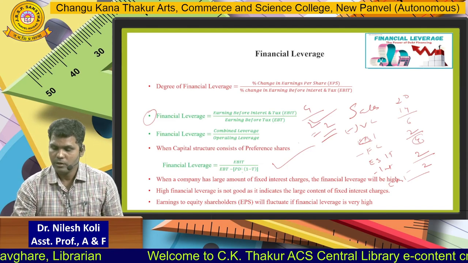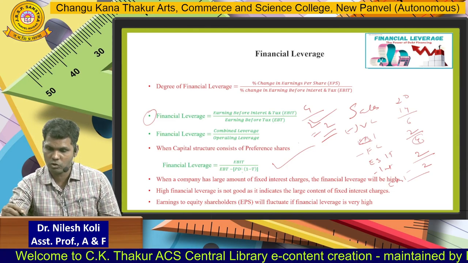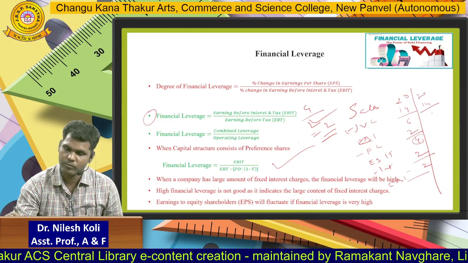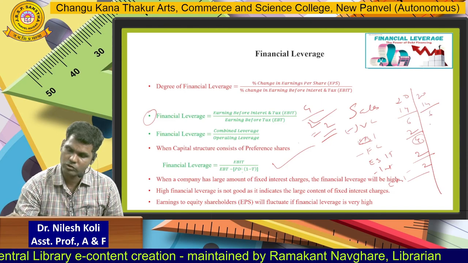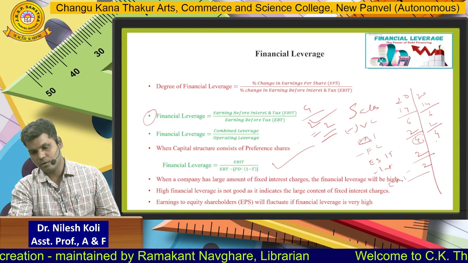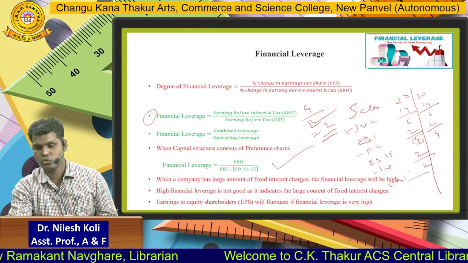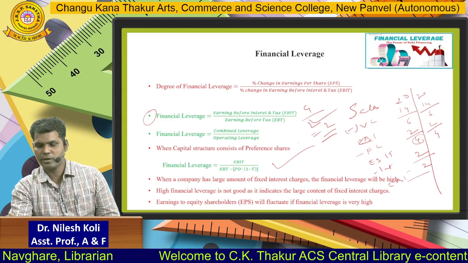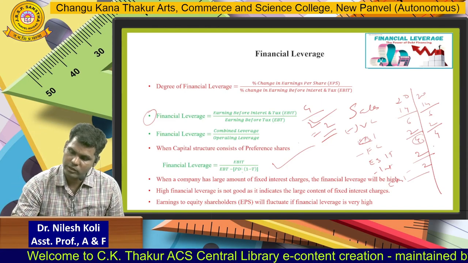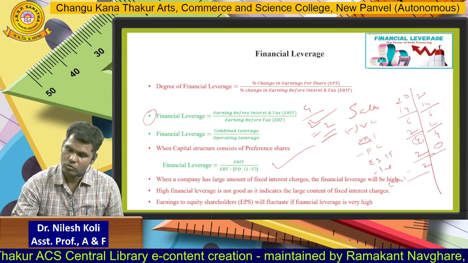But if there are no fixed financial charges, that is, no interest on debenture or interest on loan, then see how it is affected. Sales is 20, variable cost 14, contribution 6, fixed cost 2, EBIT is 4. Now the company has not borrowed capital. The company has issued equity share capital or preference share capital or used its retained earnings. The company has not issued debentures or taken any loan, so there is no need to pay any interest. So interest is 0, and EBT is 4.